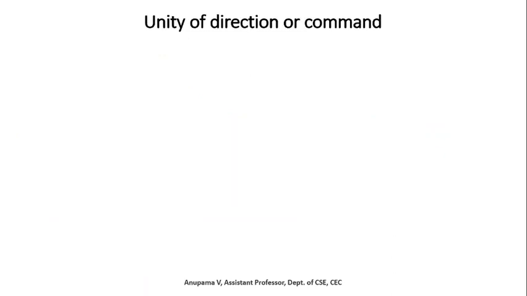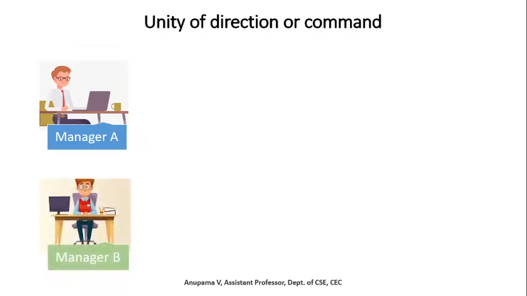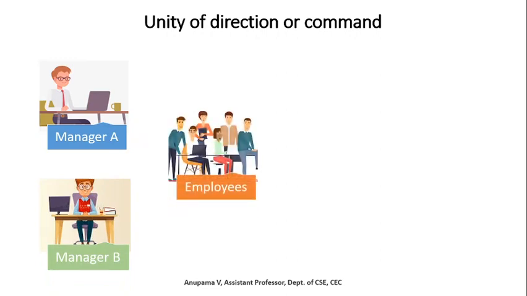Unity of direction or unity of command is the next principle of directing. Manager A is the superior manager and manager B is the manager working under manager A, and a set of employees working under manager B go for a business trip. The employees initially receive instructions from manager B, but all of a sudden, in the middle of the trip, manager A starts giving instructions to the employees.